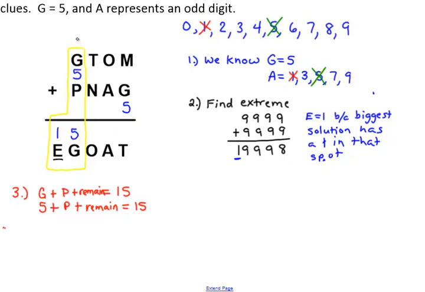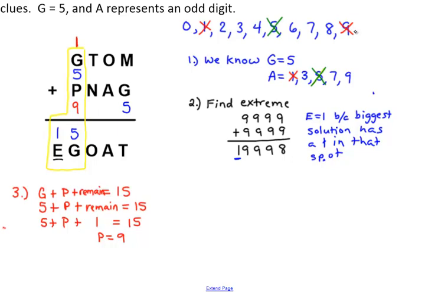Let's say our remainder up here is a 1, because that's usually what they are. And so then we're going to say, okay, 5 plus P plus 1 equals 15. Well, if I do some solving, 5 plus 9 plus 1 equals 15, so P equals 9. So we're going to put a 9 in for P, and we're going to cross that off, and then we've got our P taken care of.